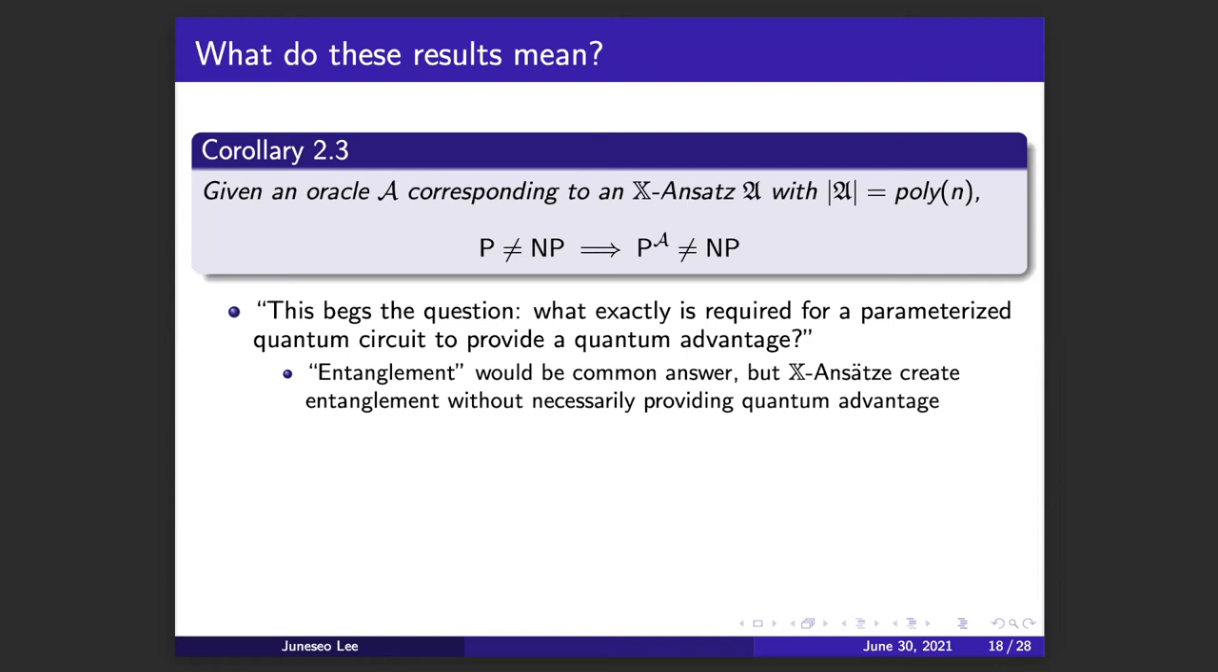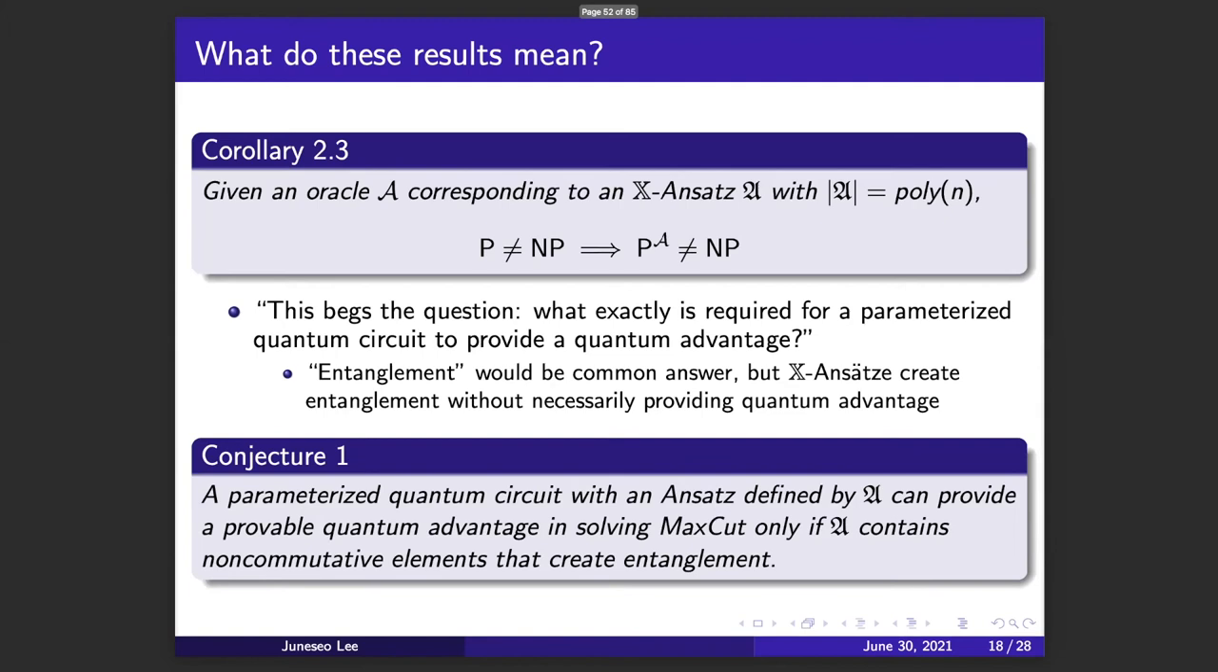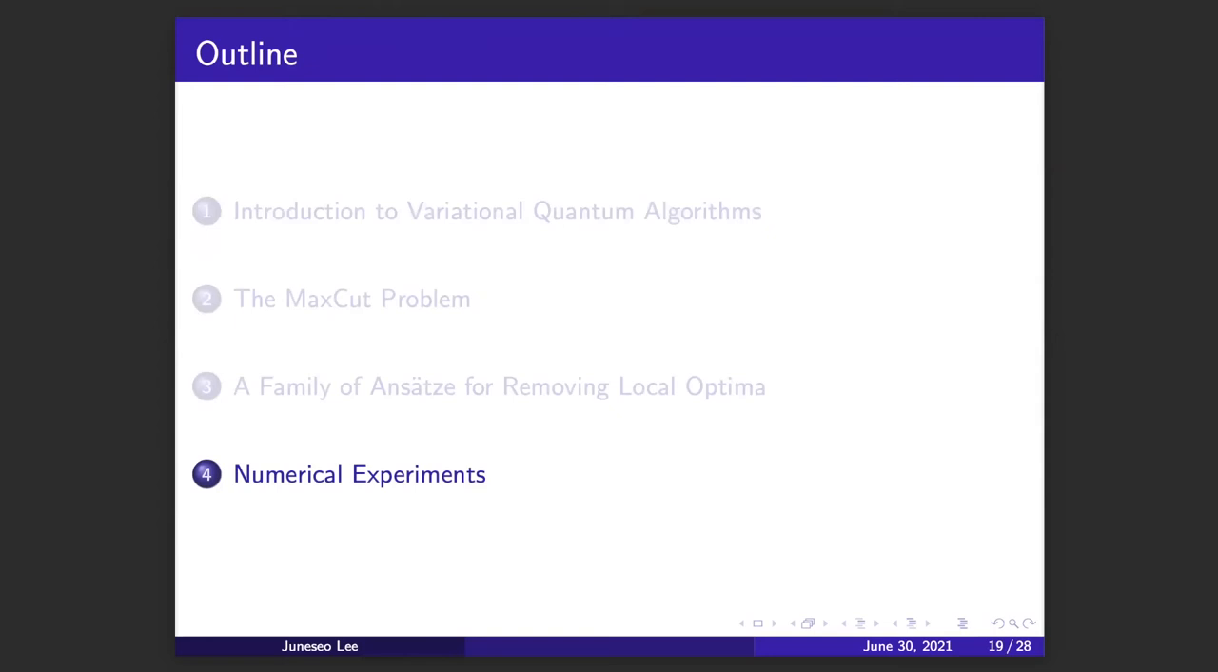Now, anyway, based on this, I came up with this conjecture, which I still don't know if it's true, but I suspect it to be the case. Namely, that a parameterized quantum circuit can provide a provable quantum advantage only if the ansatz contains non-commutative elements that also create entanglement. Of course, once you have non-commutative elements, it's hard to analytically compute the cost function and also the gradient and the Hessian elements. So to test this conjecture, we need to run a series of numerical experiments.